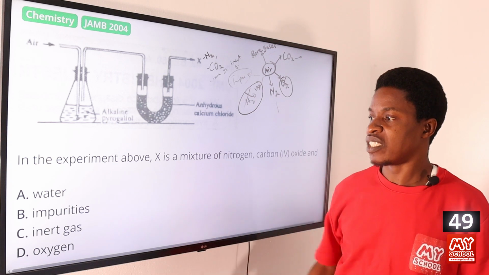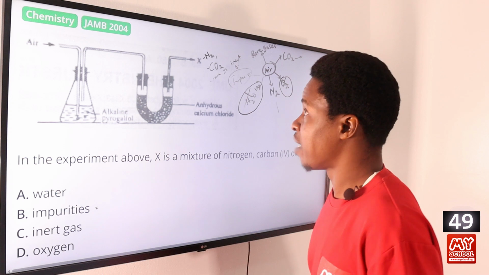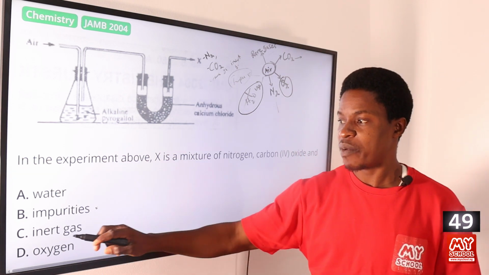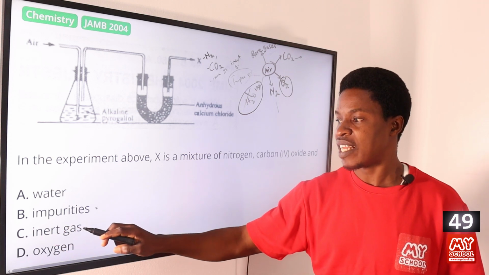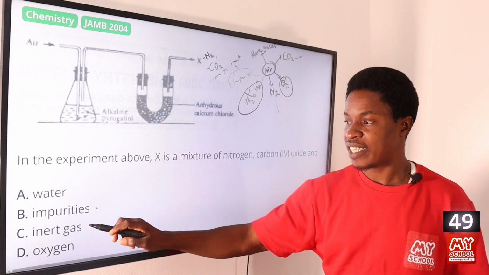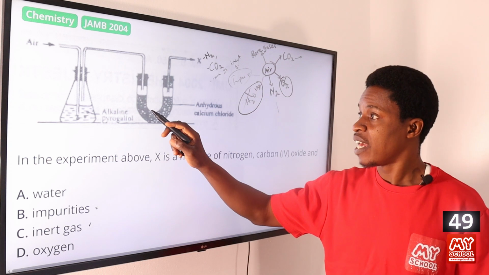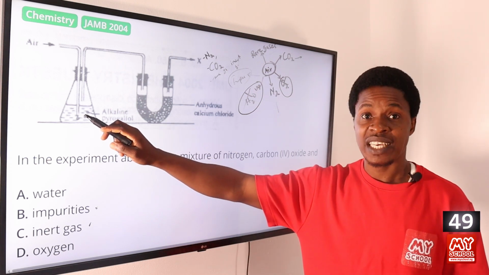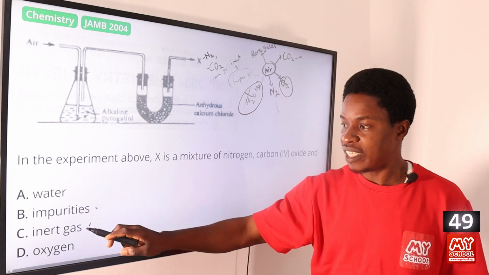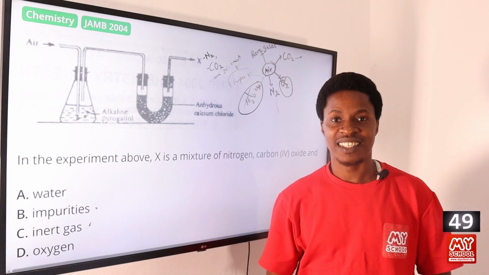So impurities, we can remove impurities. I think the air has been purified already from impurities, that is option B. And then we have option C, the inert gas. Inert gases here we say are the rare gases also, so more likely option C. But let's look at option D, oxygen. Oxygen has already been removed by what? Alkaline pyrogallol. So among these options now, the correct answer is inert gas. Option C is the correct answer.